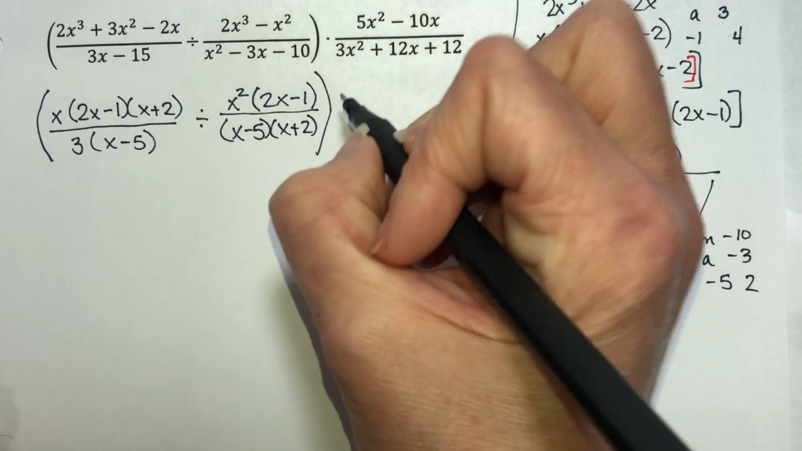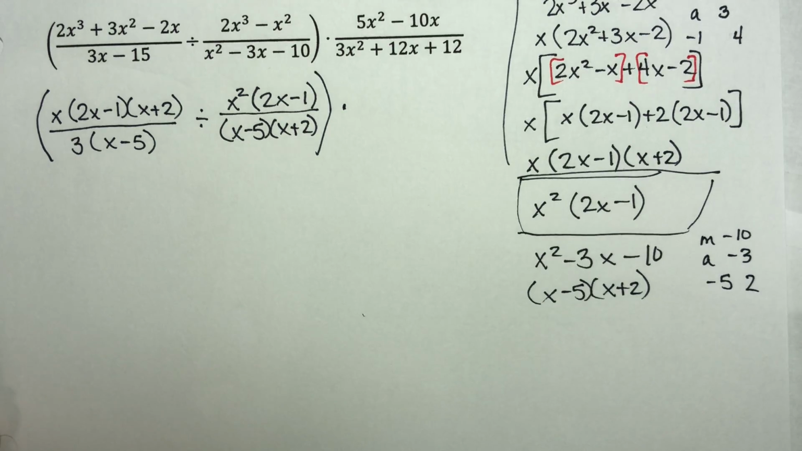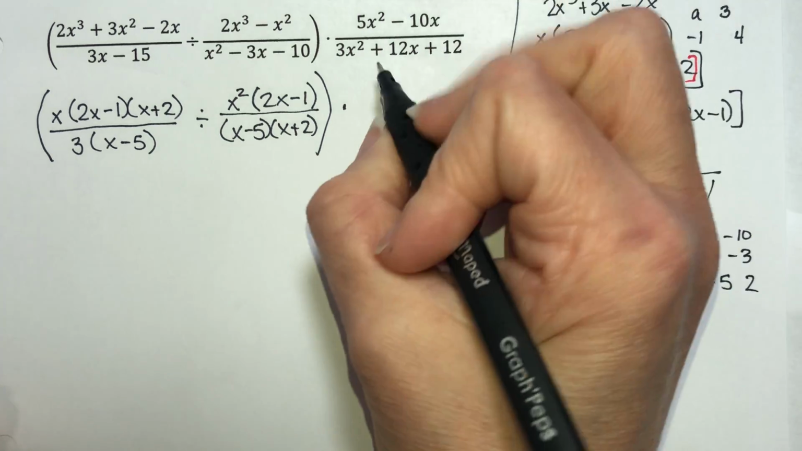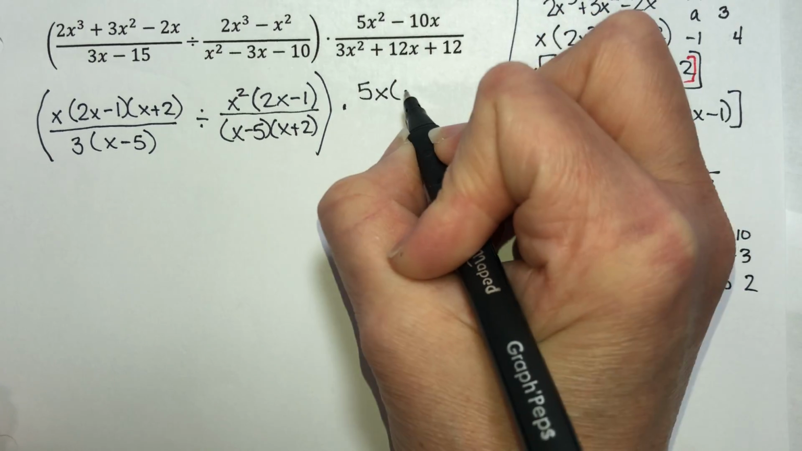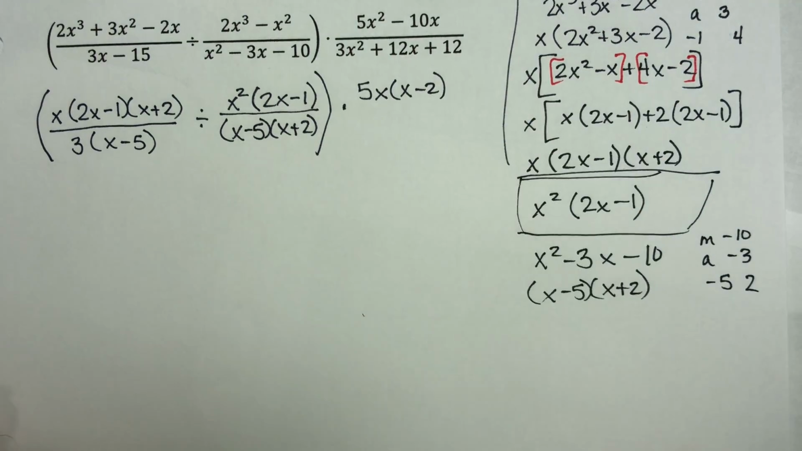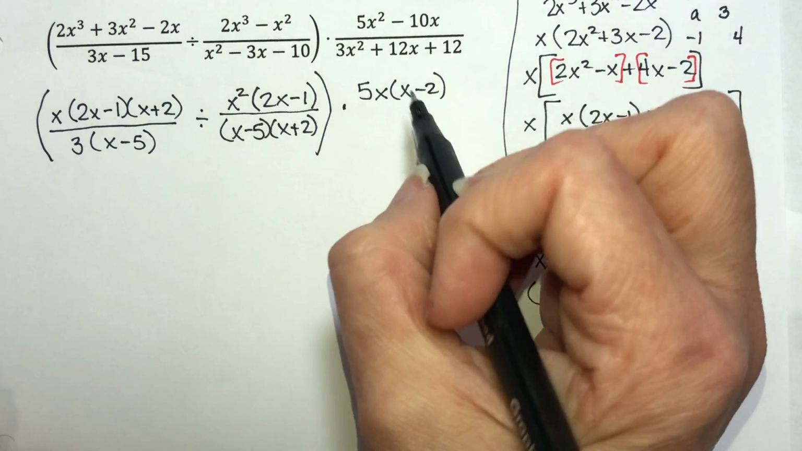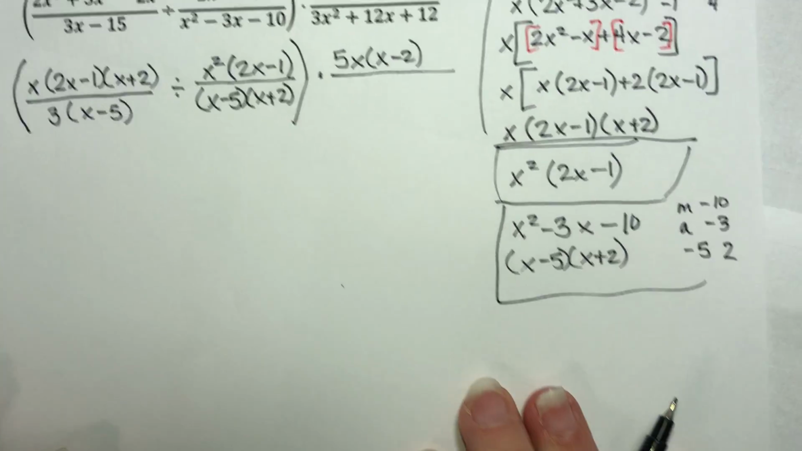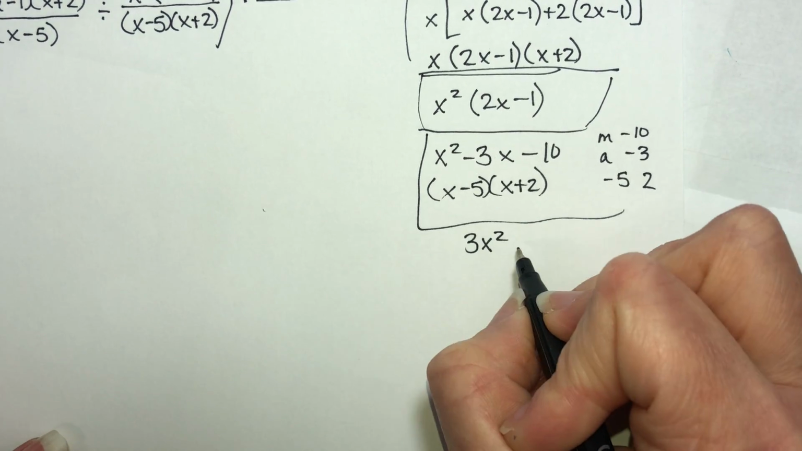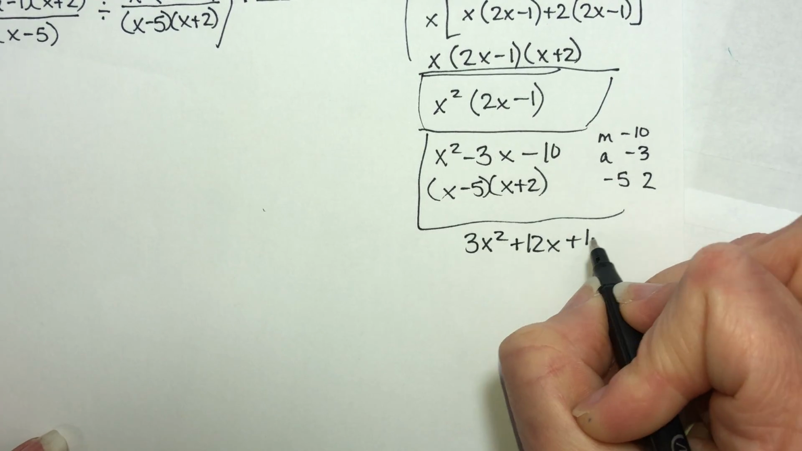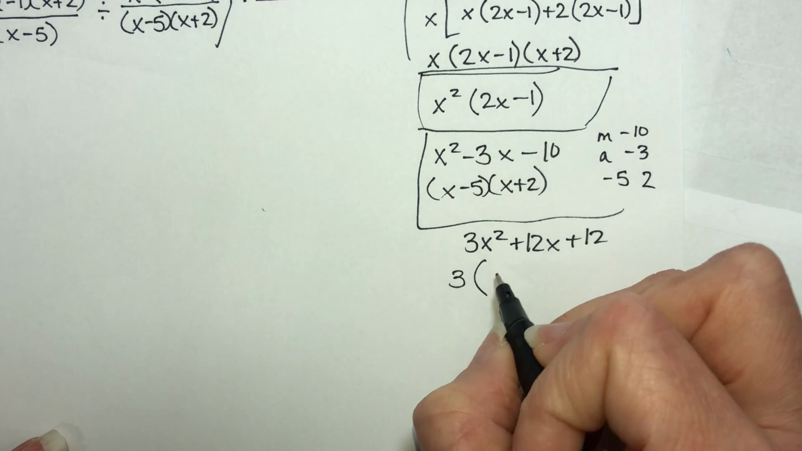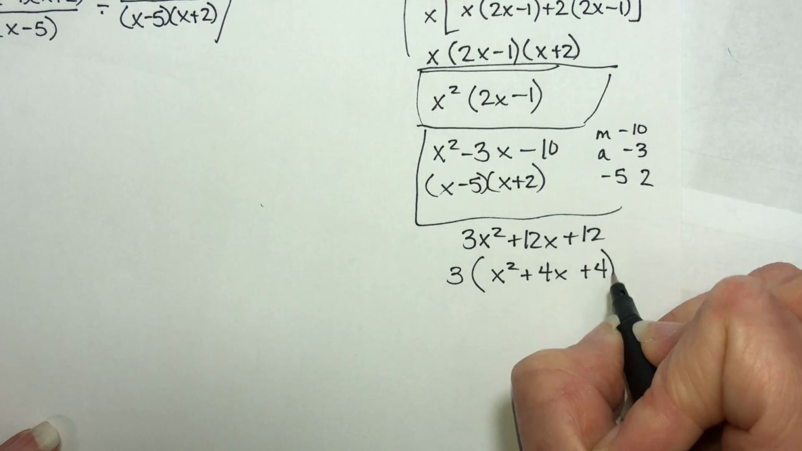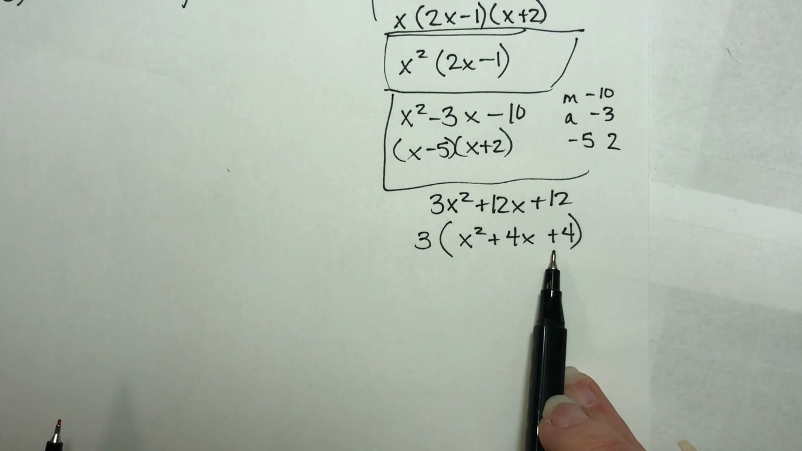Times. Right here, I can factor out a 5x, and that leaves x minus 2. So that's completely factored. For this one, I can factor out a 3, correct? If I have 3x squared plus 12x plus 12, I can factor out a 3, and that gives me x squared plus 4x plus 4. And I need to see if this will factor any further.